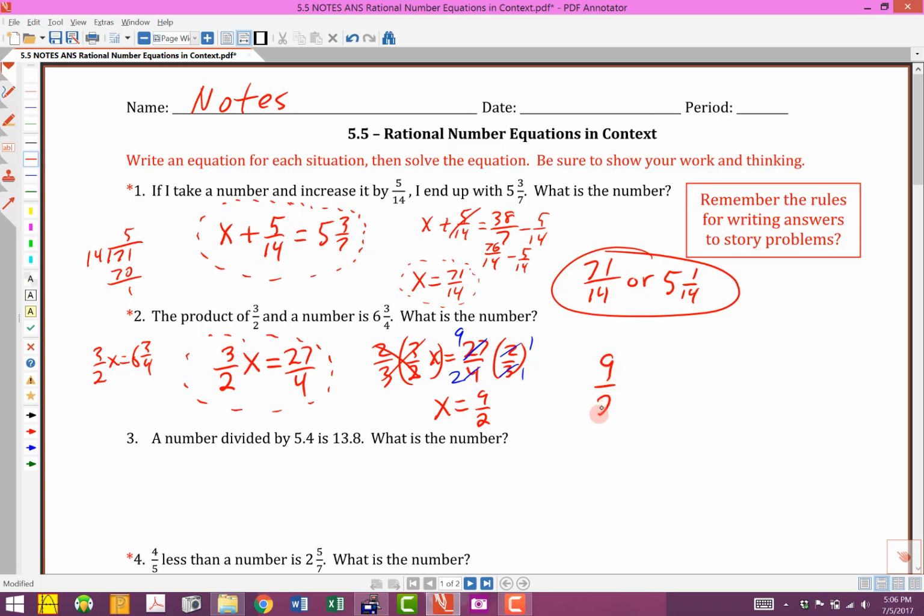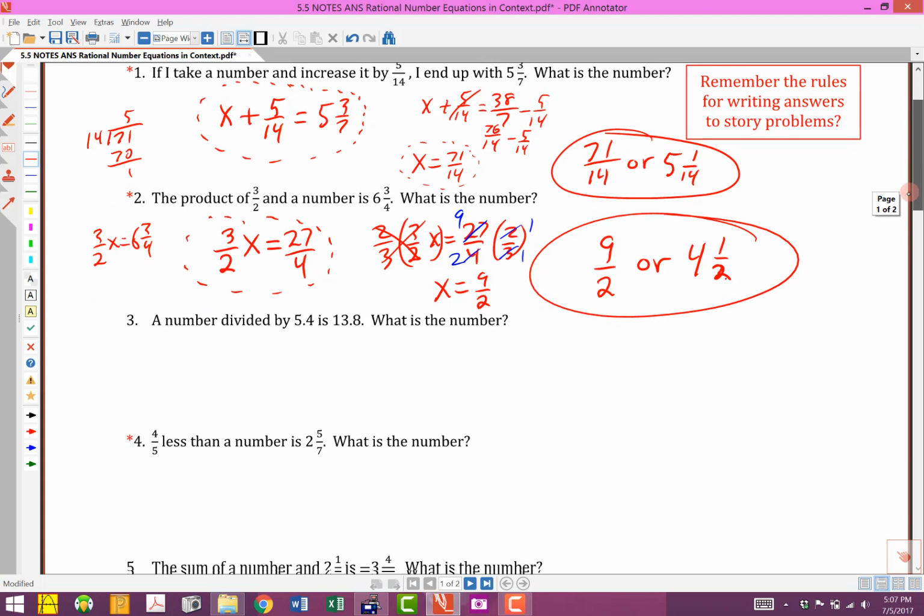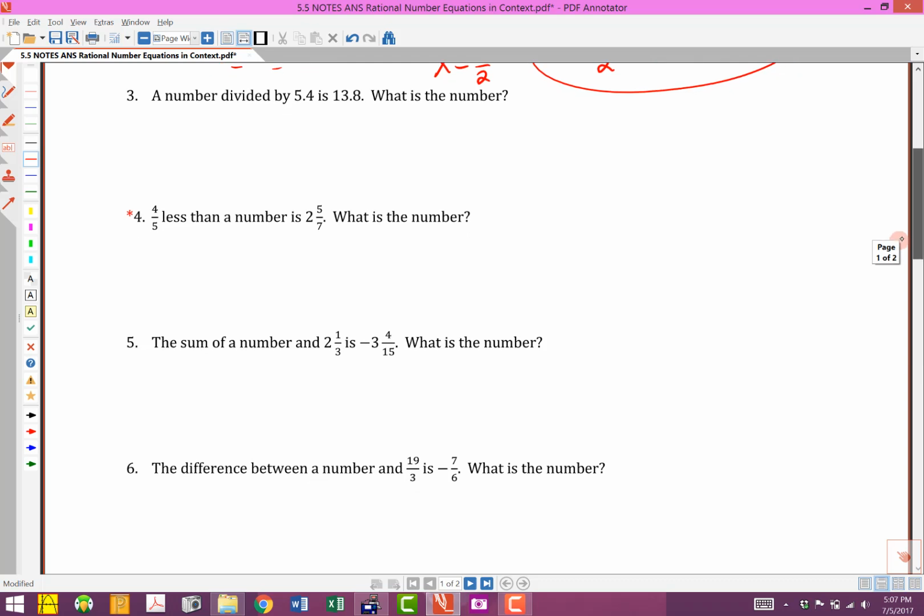So we could say the answer is 9/2, or we could say, well, let's see, 2 goes in there 4 times with 1 left over. So this would be 4 1/2. Okay? So either way would be just fine. Again, it's a story problem, so you kind of get to choose the best way to write the answer.